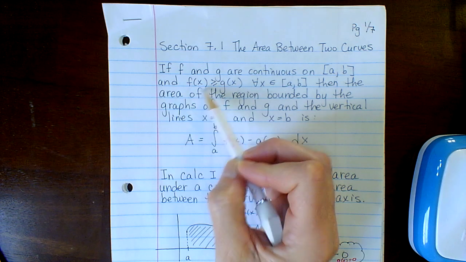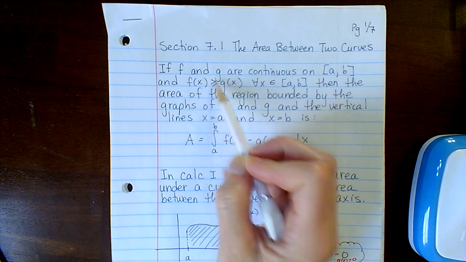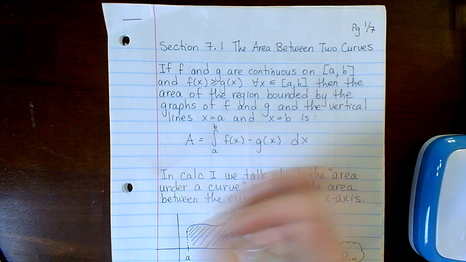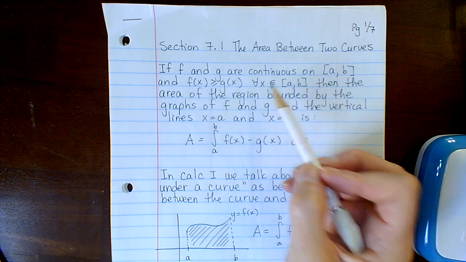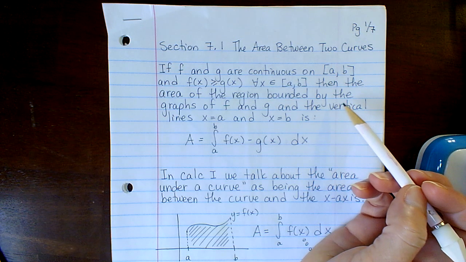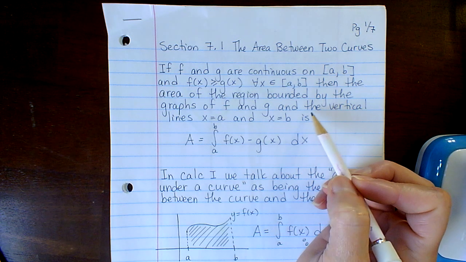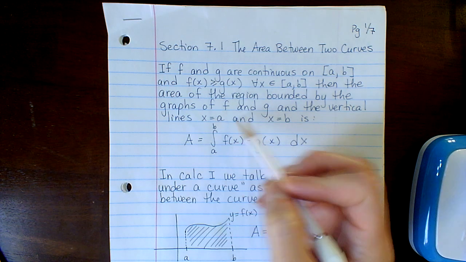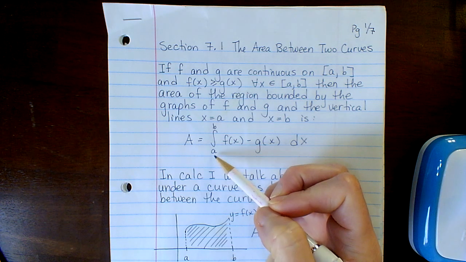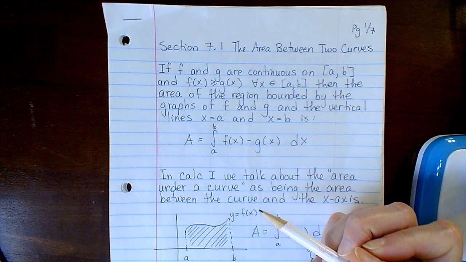That means that this function's y values are all above this function's y values. So this function's essentially above this one in that interval. It may not be everywhere across the entire xy plane, but it is over that interval. Then the area of the region bounded by the graphs of f and g in that interval, meaning the graphs of f and g and the vertical lines x equals a and x equals b, is going to be this integral from a to b of this upper function minus this lower function.